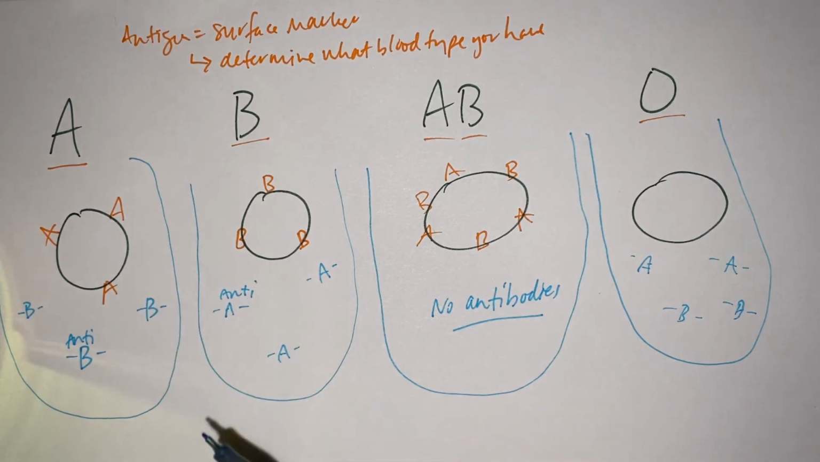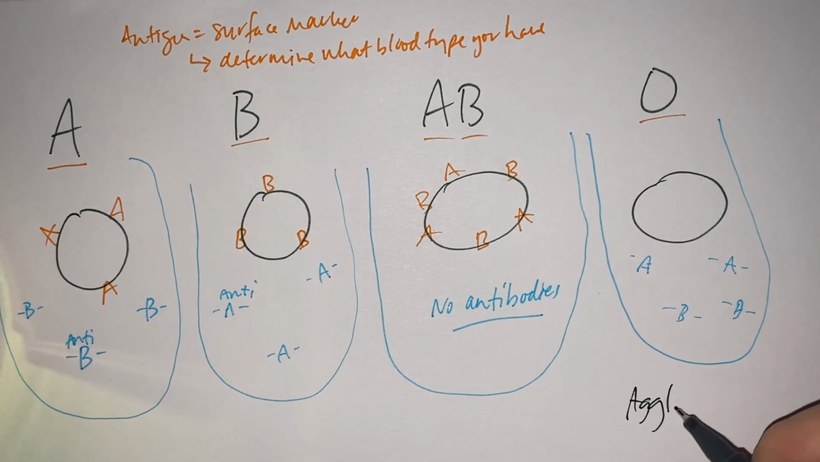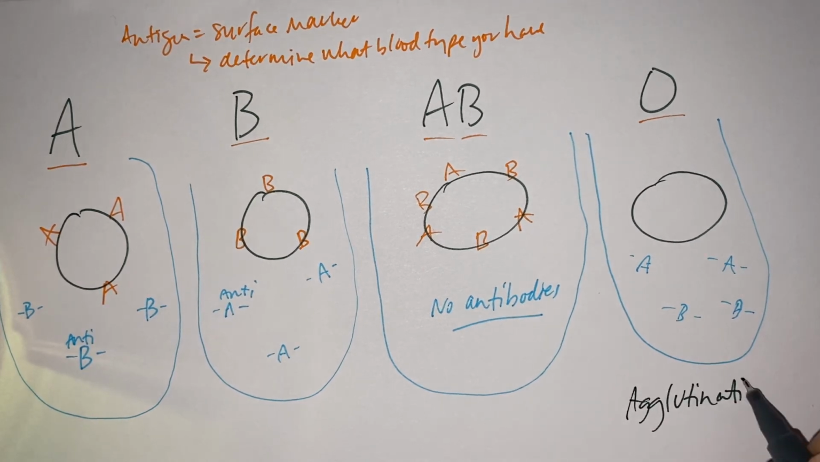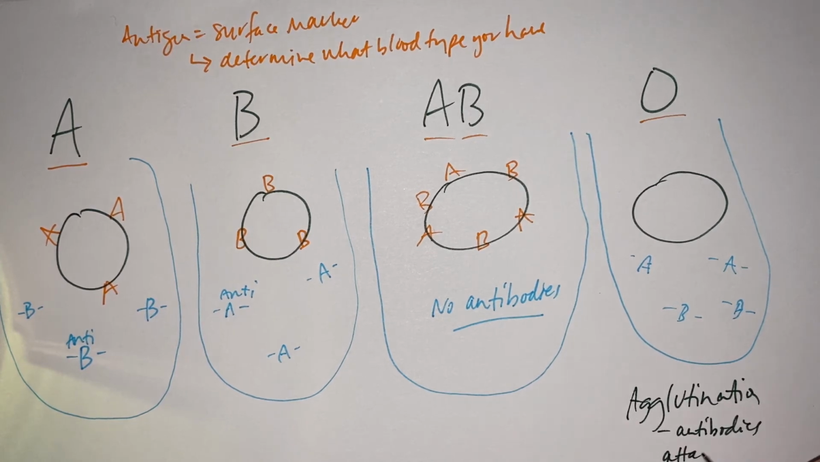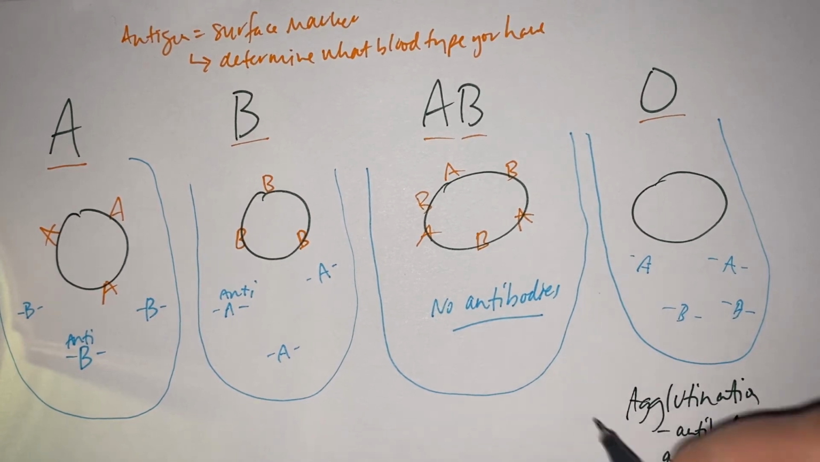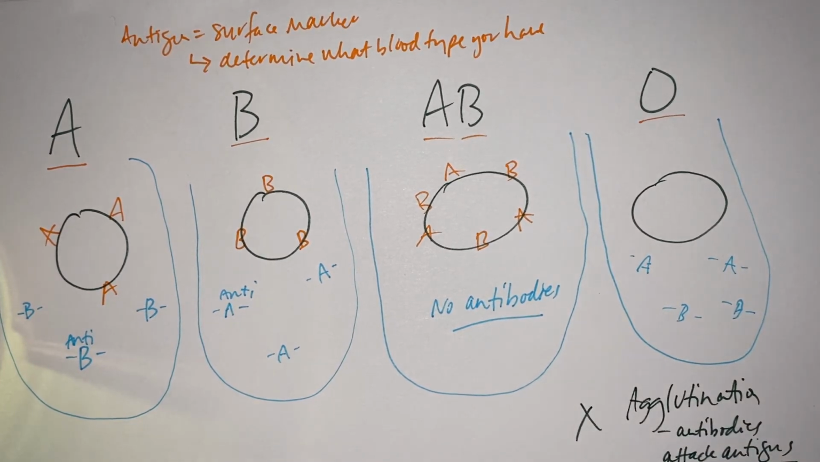What happens there is blood would clump up. That's called agglutination, and that's kind of another little word that we use in anatomy. Agglutination just basically means antibodies attack antigens. Okay, you don't want that. This is not good, all right? But that's what would happen.